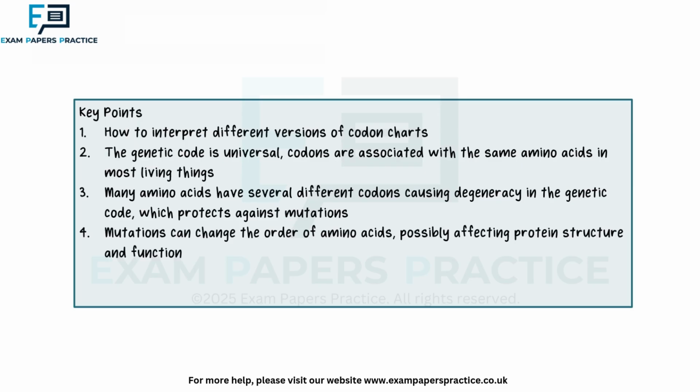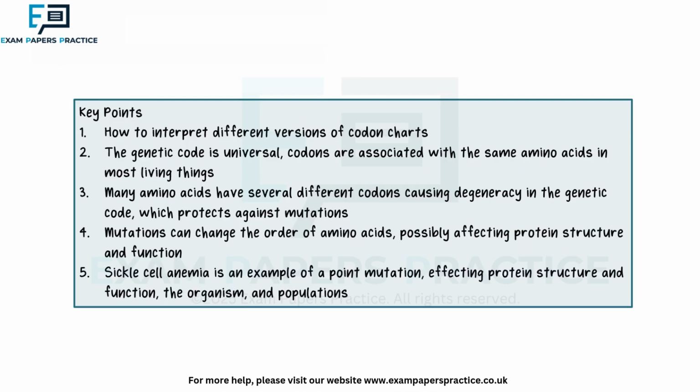We also saw how mutations can change the order of amino acids in a protein, which will change its structure and affect its function. Finally, we looked at sickle cell anemia as an example of a point mutation, and we saw how a single change in the nitrogenous bases of DNA can have an effect on the protein structure and function, which affects the organism and finally entire populations.